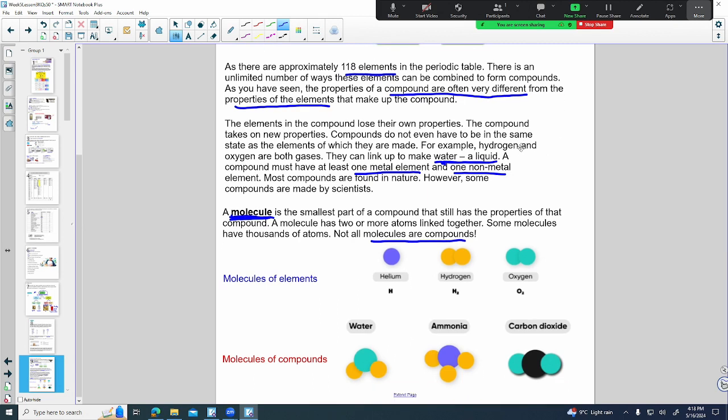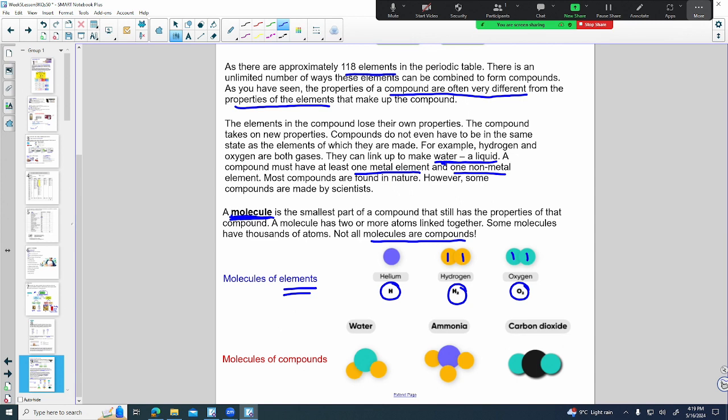So here are some examples. Molecules of elements. Here is helium. Notice this one, hydrogen. It's a molecule because there are 2 of them. And oxygen. You have 2 of them. Notice the number. For helium, there's only 1, so capital H. For hydrogen, you have H2 because there are 2. And oxygen, notice there's also 2.